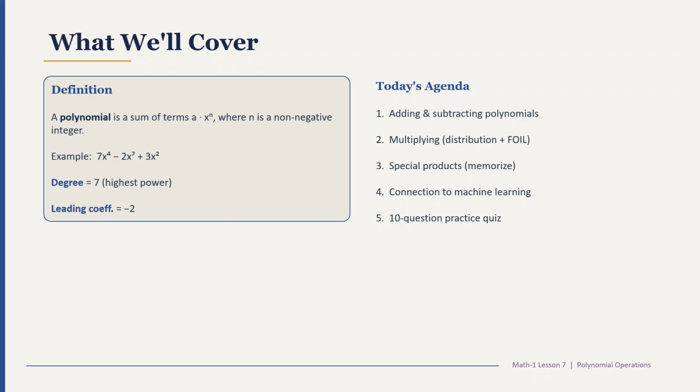This week we cover the three core operations: add, subtract, multiply. Then we look at a small library of special product patterns you should memorize. After that, the machine learning connection, where polynomials show up in loss functions, polynomial regression, and characteristic polynomials of matrices. We close with the 10-question practice quiz and a recap.